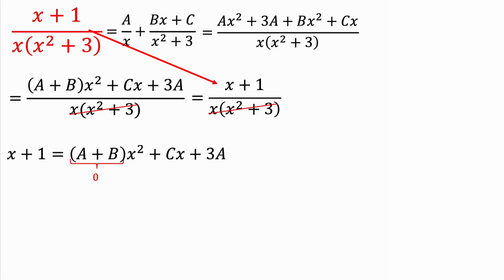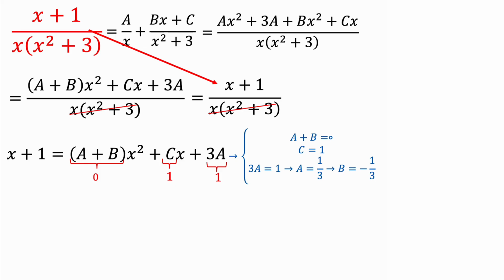On the left, the coefficient of x is 1. On the right, the coefficient of x is c. So c is equal to 1. Well done. On the left, the constant term is 1. On the right, the constant term is 3a. Excellent. So 3a is equal to 1. Therefore, a is 1/3. Okay? Our a result has come out. c has also come out as 1. We are pleased. a plus b was supposed to be 0, so b must be negative a. So b is equal to negative 1/3, okay?